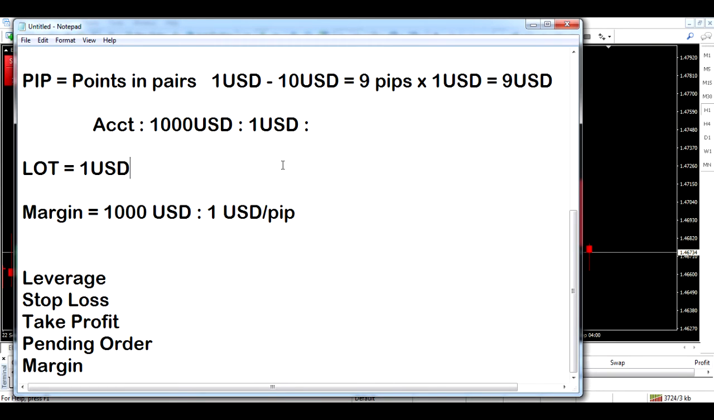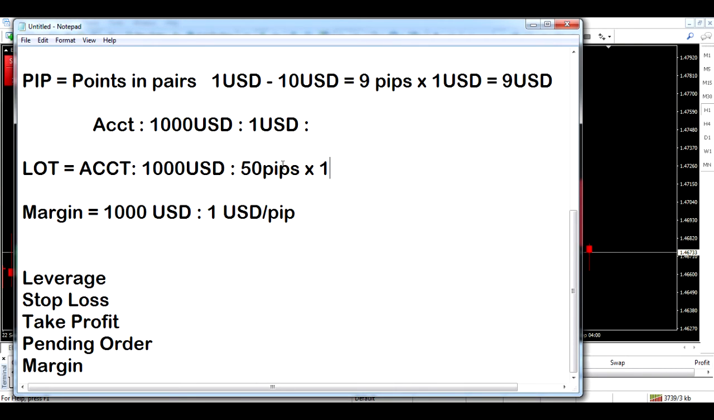Let me use another example. So my account is 1,000 US dollars. Okay. And let's say I won 50 pips. If I use a lot size of $1 per pip, I would be earning 50 USD, because that's 1 times 50 equals 50 USD.